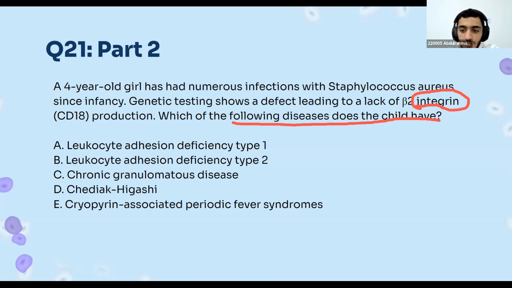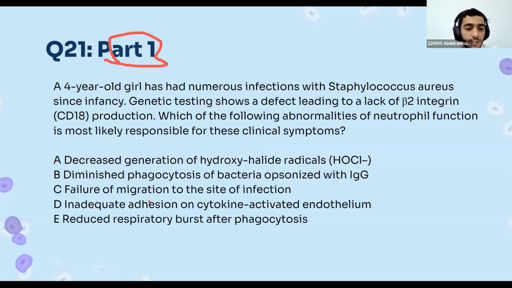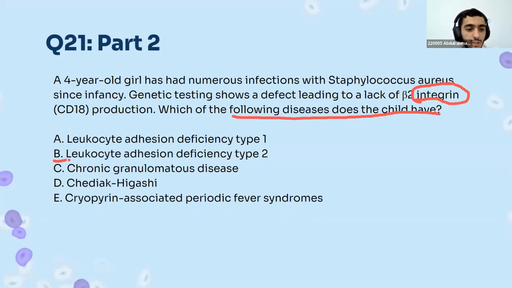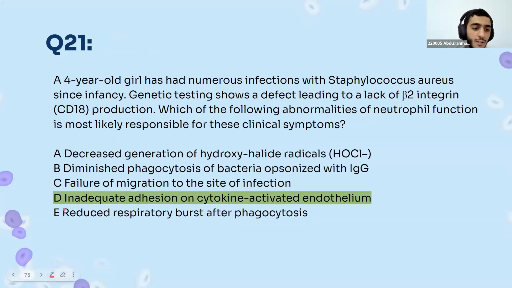Bunch of B's, bunch of D's. Okay, we can move on to the answers. The first question you said D, and the second question you said B. So for the first one, you guys got it correct: inadequate adhesion on cytokine activated endothelium.